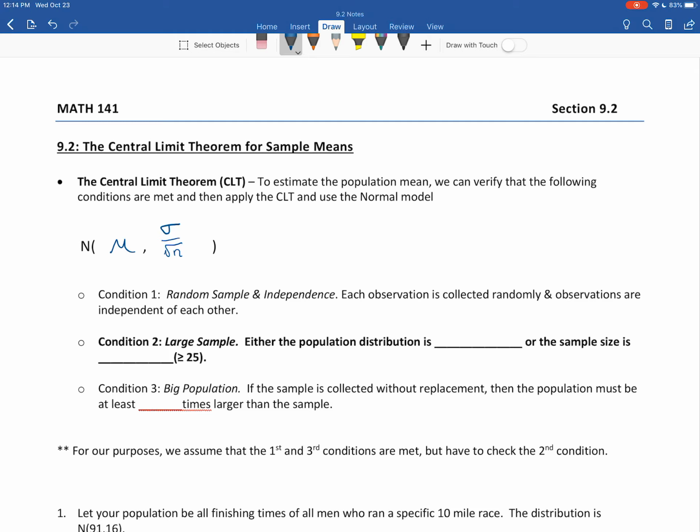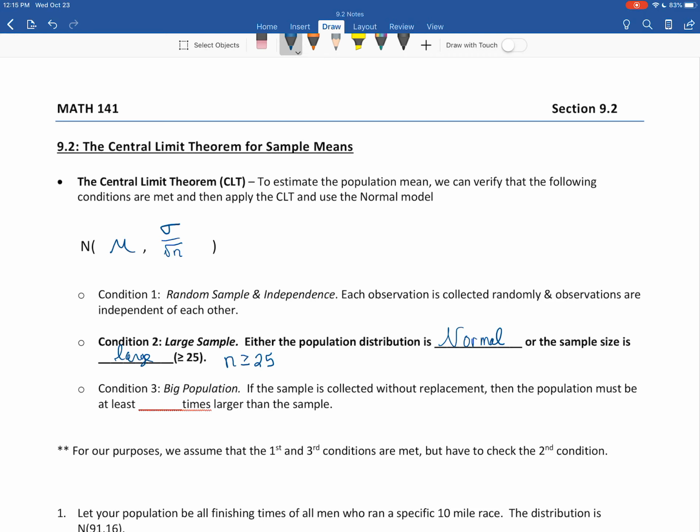What we look for in the means is that either the original population is already normal. So sometimes the original population starts out normal, well then we can assume that the sample is also normal. Or we have to make sure the sample size is at least 25. So it has to be large, and what's large for us? It has to be at least 25. So we check that the sample that we take is at least 25.